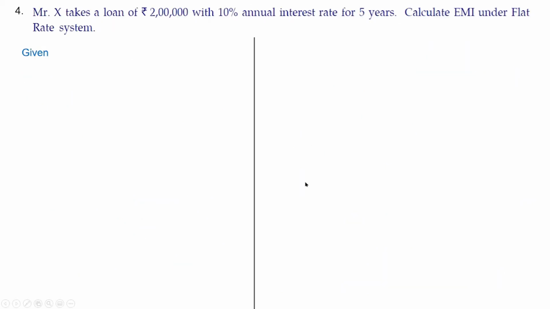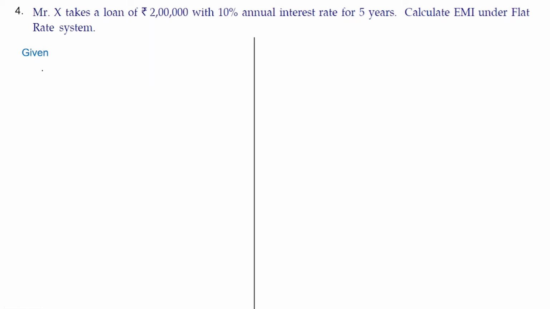Now moving on to the next question. It is an example question from the textbook. Mr. X takes a loan of rupees 2 lakhs with 10% annual interest rate for 5 years. Calculate EMI under flat rate system. So this is an example for flat rate system. Here the loan amount is given, annual interest rate is given, and the time period is given. We need to find EMI. EMI is equated monthly installments. That too under flat rate system, that we have to find.